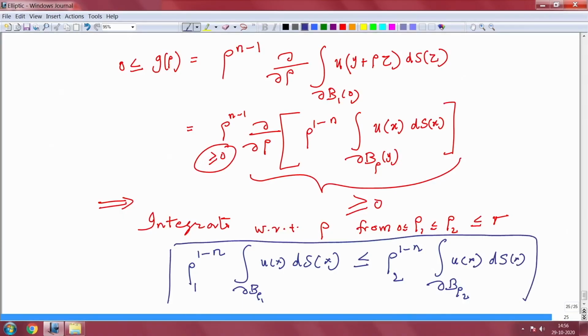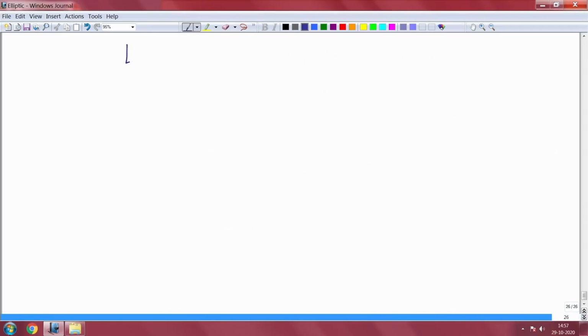This is true for any rho 1 and rho 2 such that rho 1 is less than or equal to rho 2, and it is between 0 and r. Now I can do two things. Look at the left hand side. I want to make it a volume, so I will multiply by n omega n on both sides. Then rho 1 power n minus 1 times ∂B rho 1, and this is nothing but the average now of u of x dS of x.